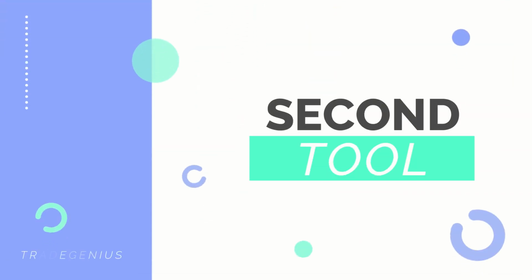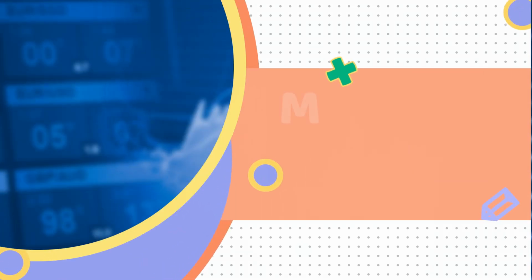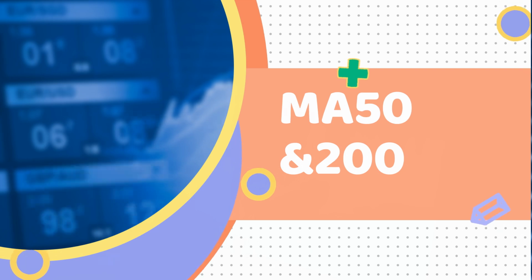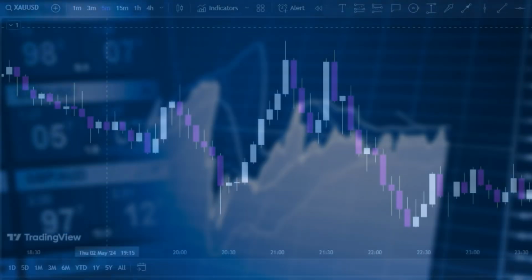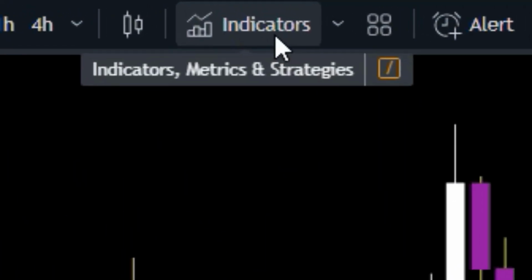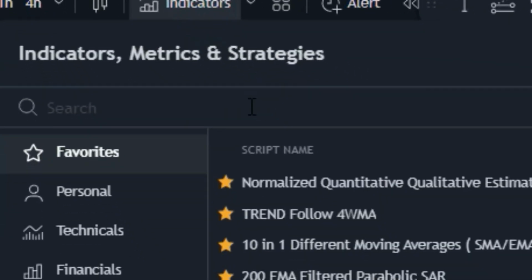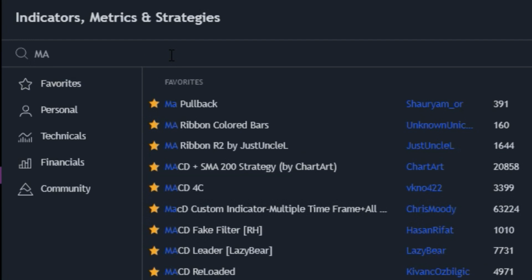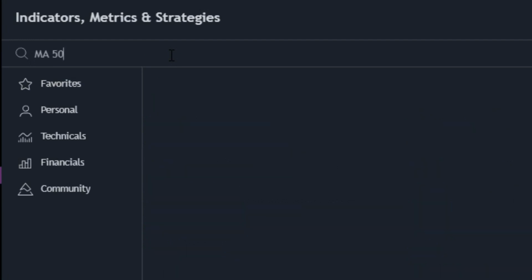Trust me when I say that this additional indicator will be a powerful asset to your trading arsenal. It is called the MA50 and 200 indicator. This indicator will take your trading game to a whole new level. To get started, head on over to the indicator section on TradingView and search for MA50 and 200. Once you find it, add it to your chart.